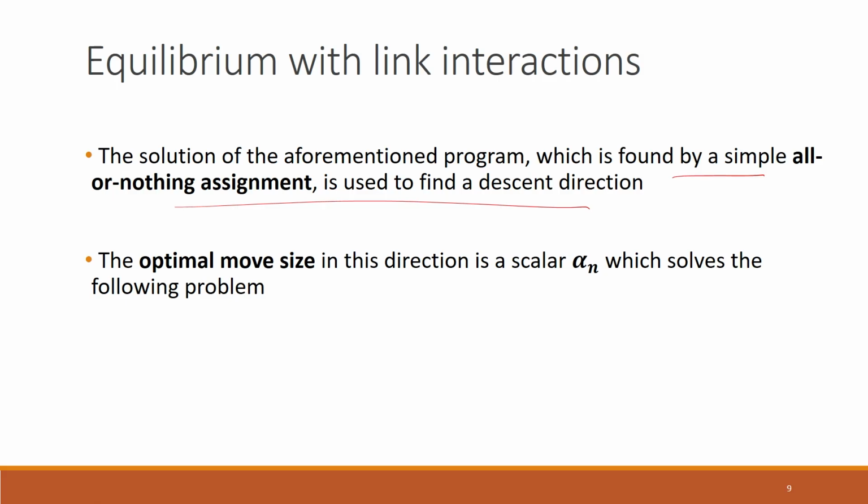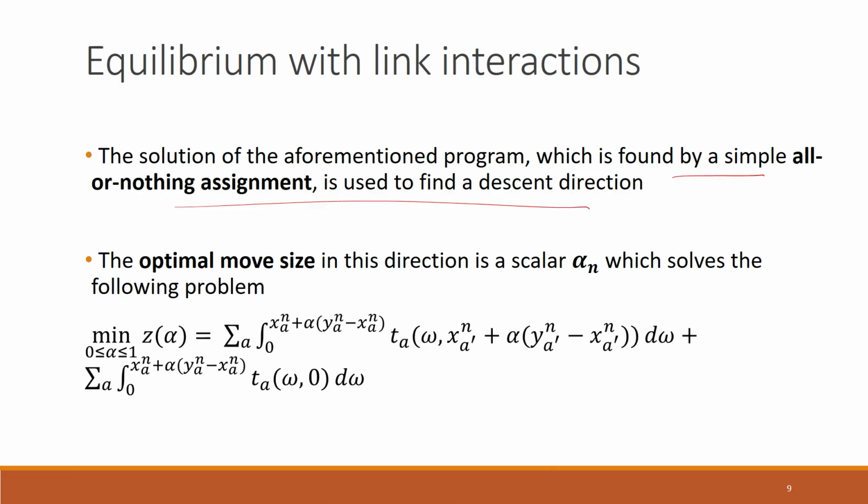So, if alpha is equal to 0, it corresponds to xn. If alpha is equal to 1, then it corresponds to yn. So, we want to see what is that point in this line segment joining xn and yn where the objective function value takes the least value. Okay. So, that is also an optimization problem.